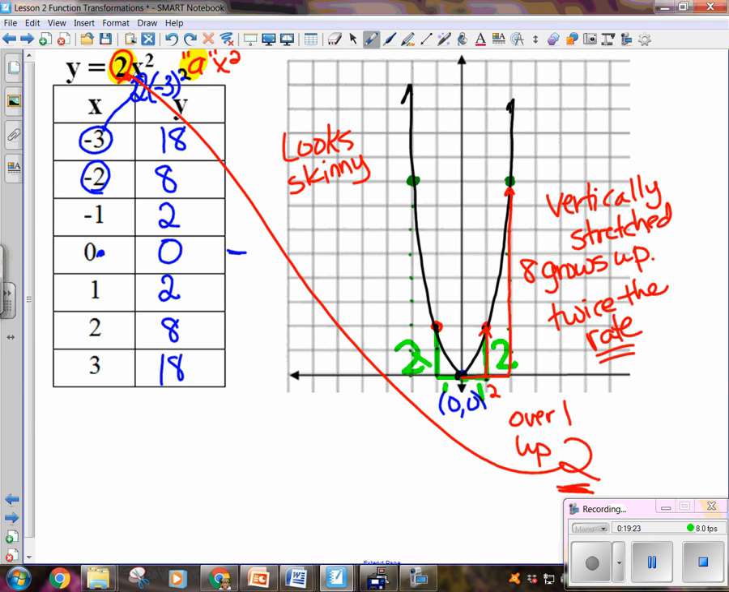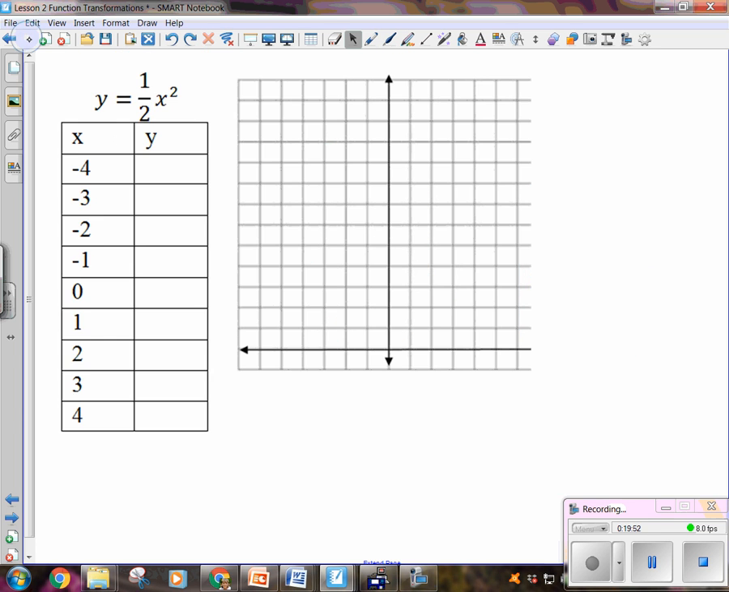Would it surprise you to learn that if you put a 3 in the front, if it was 3x squared from the center, we'd come over 1 and up 1, 2, 3. We would actually have a graph that would be 3x squared. We would actually have a parabola that was even more skinny. It's just an observation. We're going to talk about that in just a little bit.